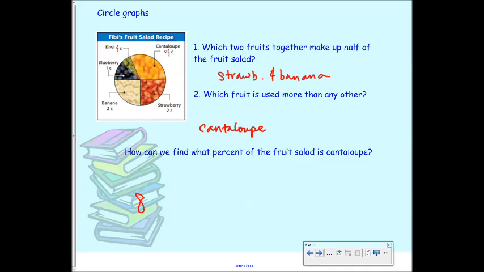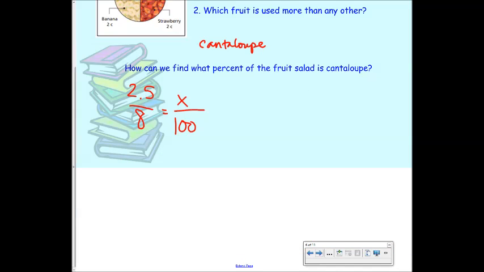And cantaloupe is how much of that? 2.5. Why am I going to make it 2.5 instead of 2.5? Because it's easier. All right, equals percent out of 100. What do I do now? Cross multiply, which gives me 250 equals 8x. How do I finish? 31%. I think 31%. All right.